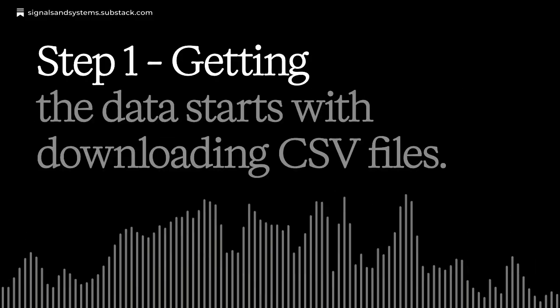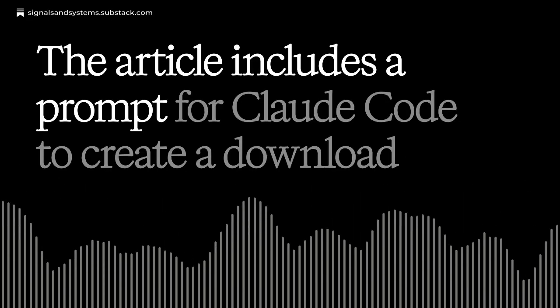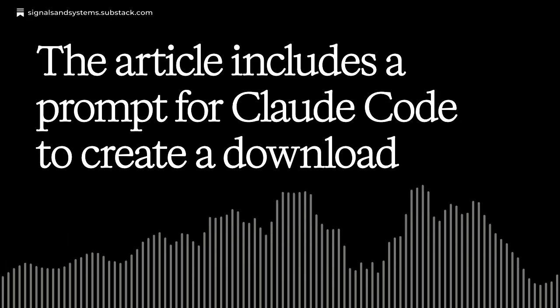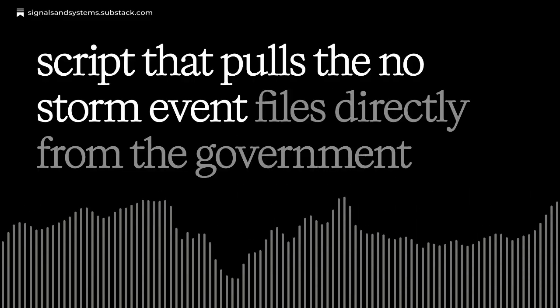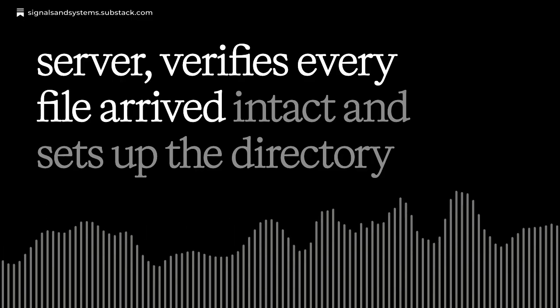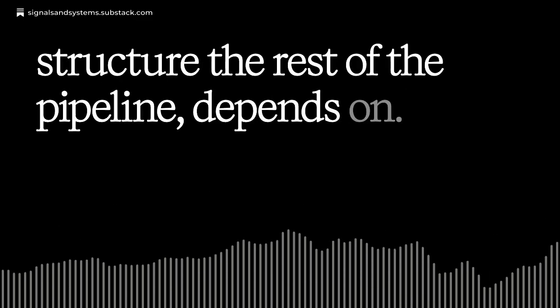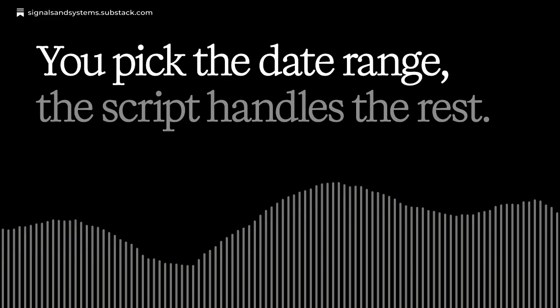Step 1. Getting the data starts with downloading CSV files. The article includes a prompt for Cloud Code to create a download script that pulls the NOAA storm event files directly from the government server, verifies every file arrived intact, and sets up the directory structure the rest of the pipeline depends on. You pick the date range, the script handles the rest.